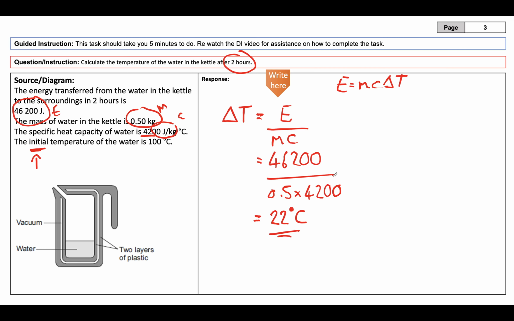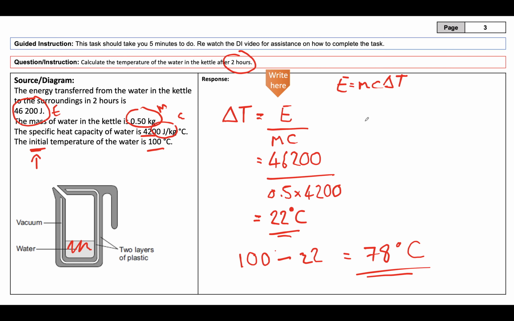We're not quite finished yet. We started off with an initial temperature of 100, and we're transferring energy from the water in the kettle to the surroundings. So the temperature of this water is going to go down, it's going to decrease. So I need to look at what I had at the start. So it was 100 degrees at the start. I've cooled it down. So I've lost 22 degrees. That means the temperature is going to be 78 degrees Celsius. And that's what the examiner was going to be looking for.